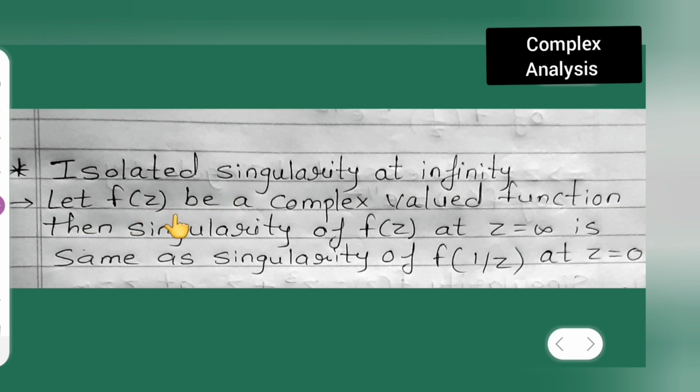Let f of z be a complex valued function, then singularity of f of z at z equal to infinity is the same as singularity of f of 1 upon z at z equal to 0. Okay, so this definition is very important for you all to remember. I will be solving an example based on this.